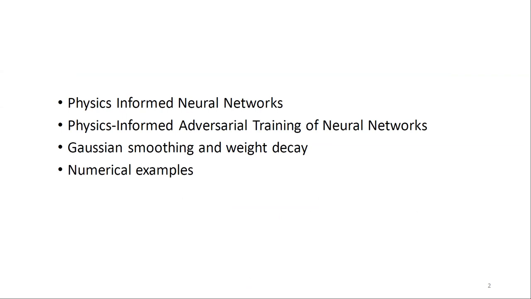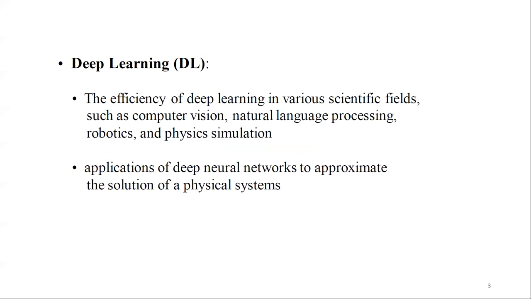My talk is divided into these parts: physics-informed neural networks. Then I will talk about physics-informed adversarial training of neural networks for solving differential equations. And then I will talk about Gaussian smoothing and weight decay. And at the end, I will present some numerical examples to show the efficiency of our proposed method, and also I will compare the results with PINN in these examples.